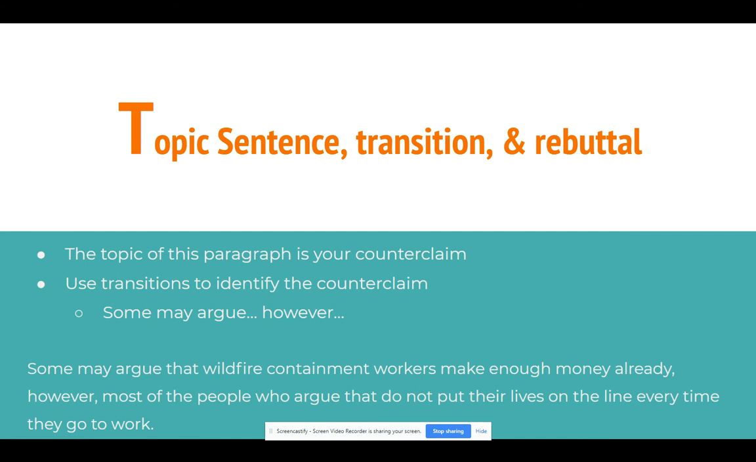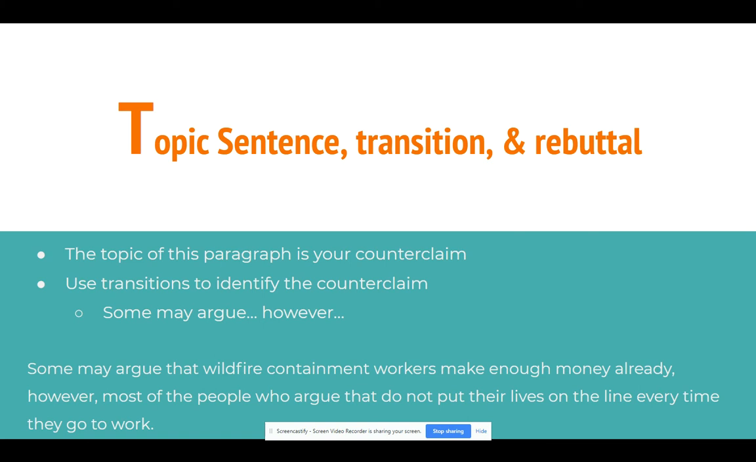And down here at the bottom, we've got an example. Some may argue that wildfire containment workers, think back to our previous video there, some may argue that wildfire containment workers make enough money already. However, most of the people who argue that do not put their lives on the line every time they go to work. So what you have here is a counterclaim.